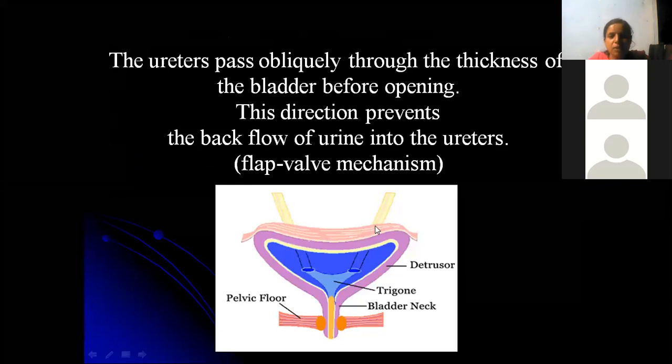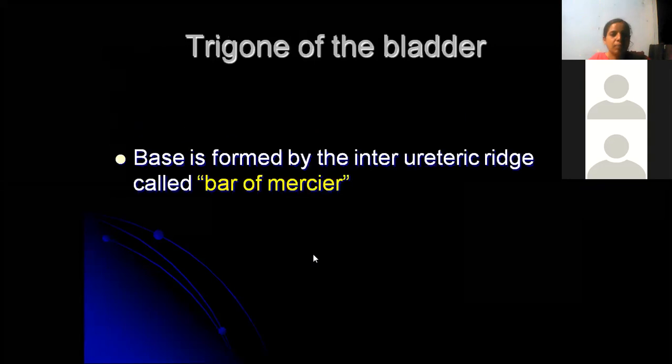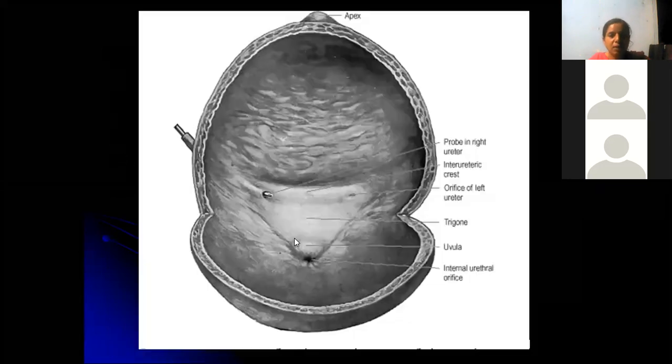These are the ureters. You can see how they are piercing the urinary bladder. This is the trigone area. This is the internal urethral sphincter. Okay, and we see in case of females, we do not have prostate. It directly passes through the urogenital diaphragm. Detrusor is the muscle what we see in the wall of the urinary bladder. Bar of Mercier, I already told.